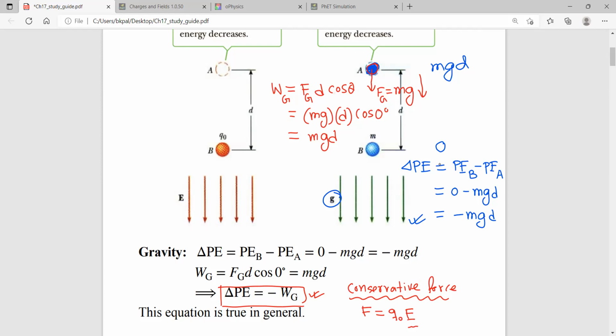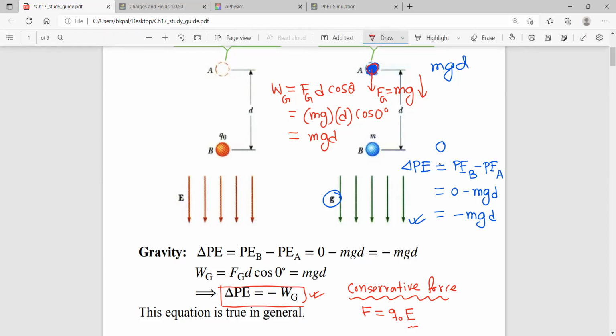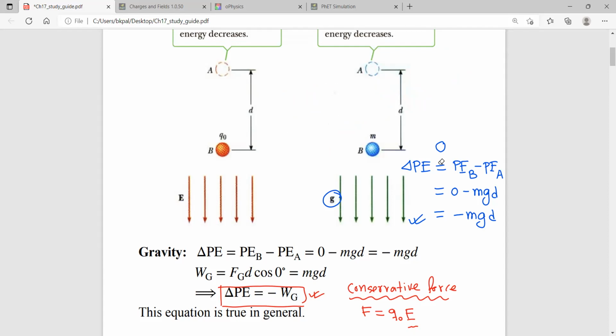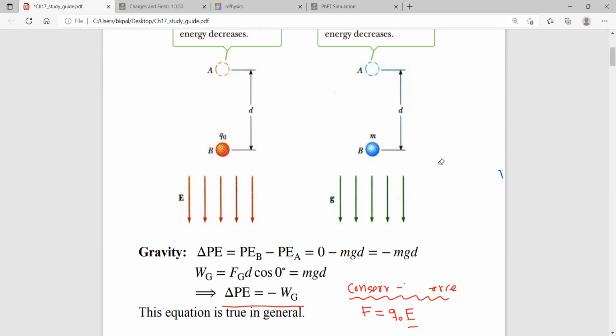Now let me compare it with the electric force or electric field. Here you see that the gravitational field's direction is always downward. In analogy to this right picture, I draw here the electric field downward.